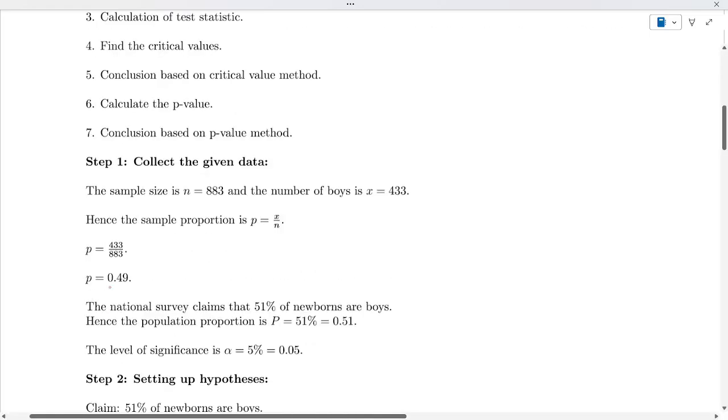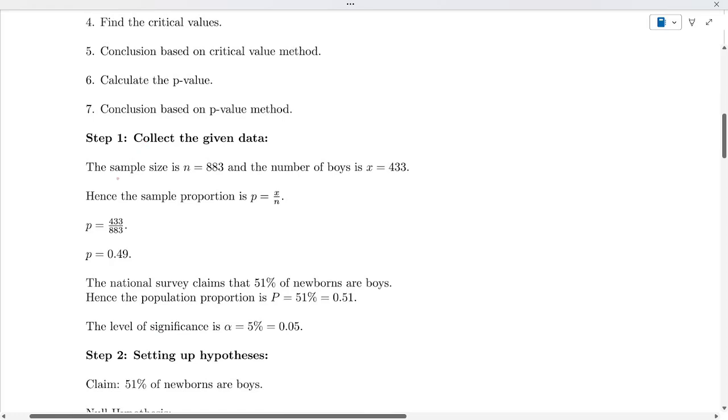So step one, the sample size n is 883 and the number of boys is 433. The number of boys is denoted by small x and the sample size is denoted by n. The sample proportion, small p, is x by n. When we substitute these values, we get the sample proportion as 0.49. So this is our sample proportion.